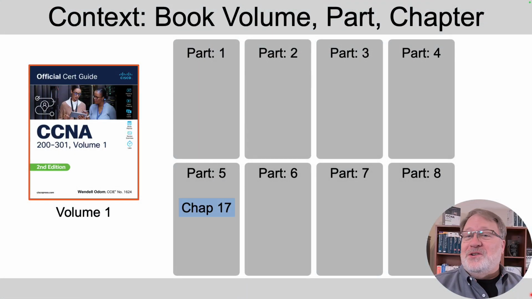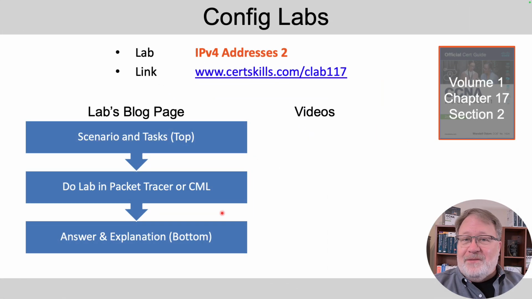This content you'll find mostly in the CCNA Official Cert Guide Volume 1, Part 5, Chapter 17, which talks about how to configure those addresses on routers. This lab, there's the direct link. It ends in CLab 117.